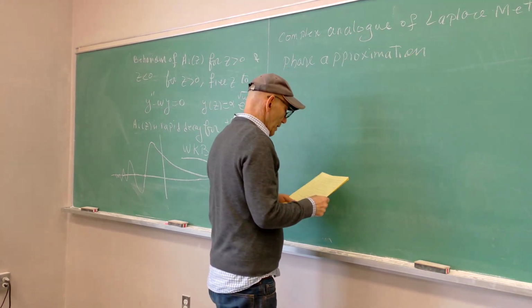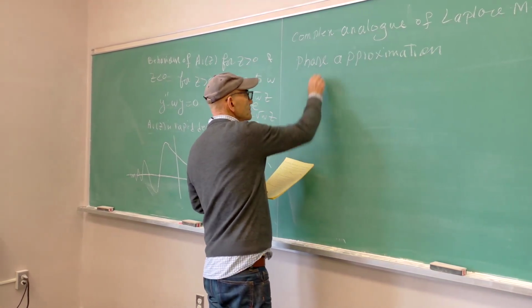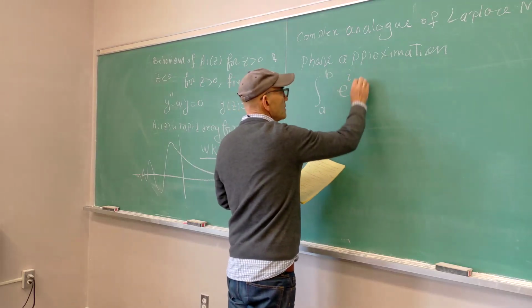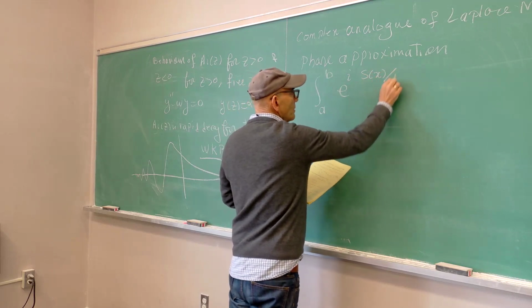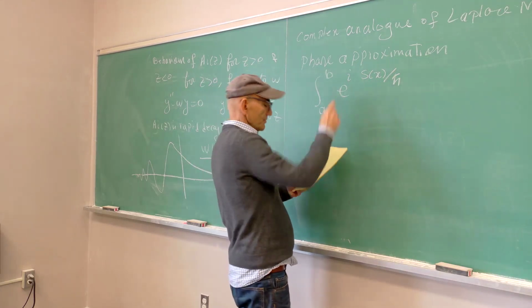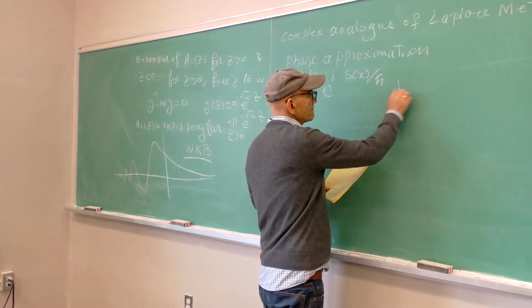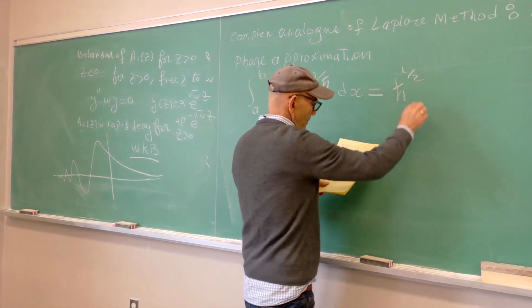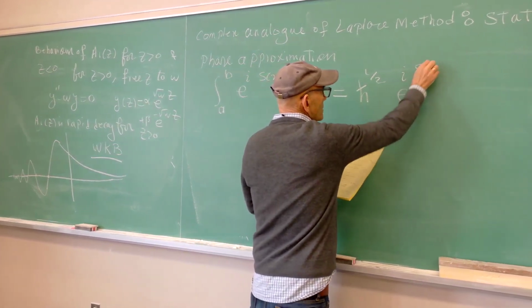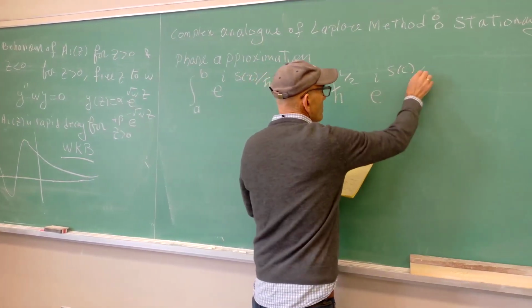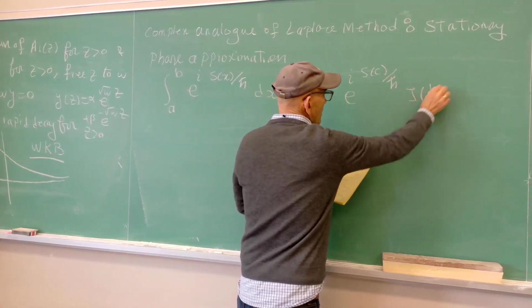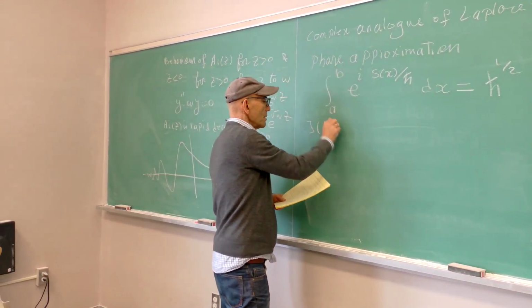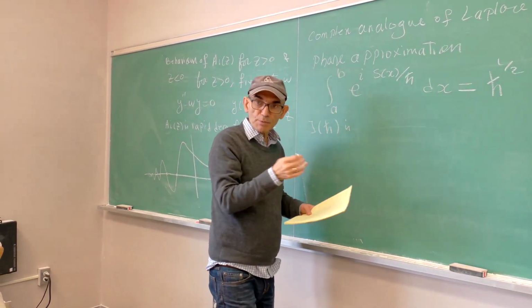Basically, we want to say that an integral of the form a to b of e to the i s of x over h bar, the oscillatory integral that we started with, dx, can always be written as h bar to the power half, e to the i s of c over h bar, times I of h bar, where I of h bar is a smooth function in h bar bigger than or equal to 0.